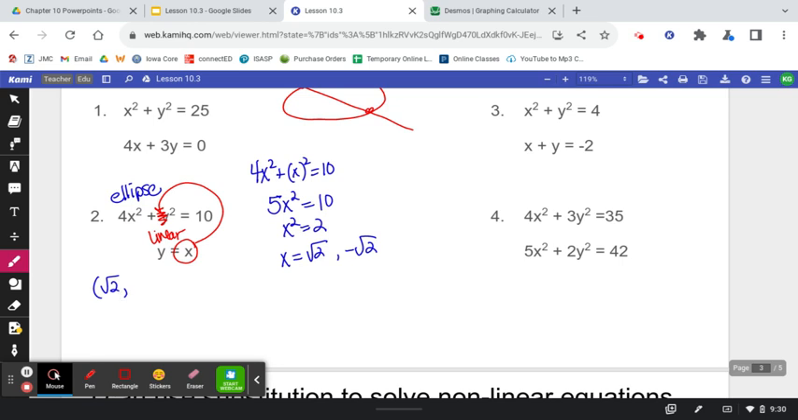Okay, so those go back into the solutions. Then I can sub them back into here. So instead of y equals x, I'm going to have y equals the square root of 2 and y equals the negative square root of 2. So if I do the square root of 2 on my calculator, we're looking at about 1.4 comma 1.4 and negative 1.4 comma negative 1.4.